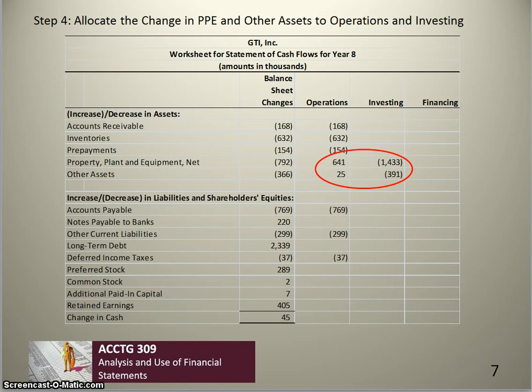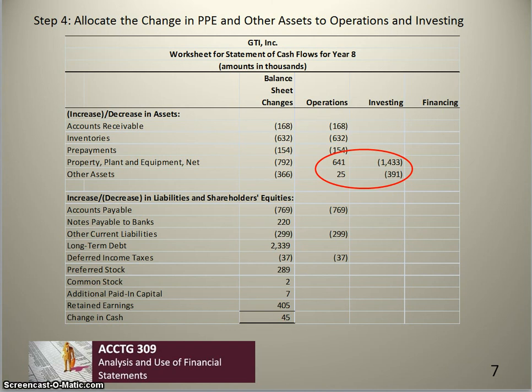So we entered the depreciation amount, $641,000, in the operations column. You should recall that in the statement of cash flows, depreciation, because it's a non-cash expense, is an add back to net income to get cash flow from operations. So we put $641,000 in the operations column. And the difference to get to our total balance sheet change of $792,000 is $1,433,000, which we put in the investing column.